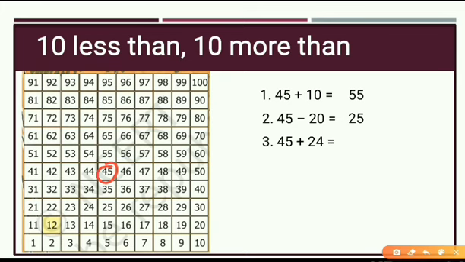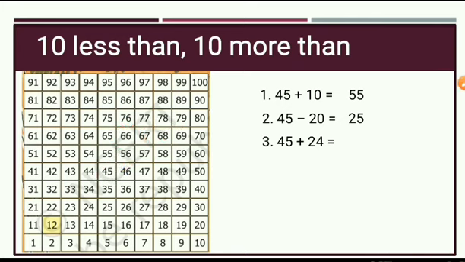So it will go 2 steps up and reach at 65, and then you have to further add 4 of the ones. So when you are adding 4, you will go to the right. So 1, 2, 3, 4. So where did you reach? You reached at 69. So when you are adding 45 to 24, your answer is 69.